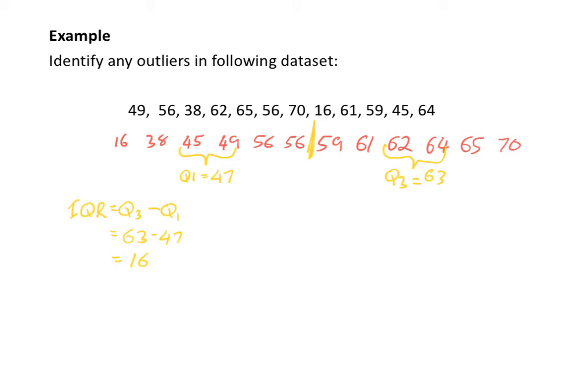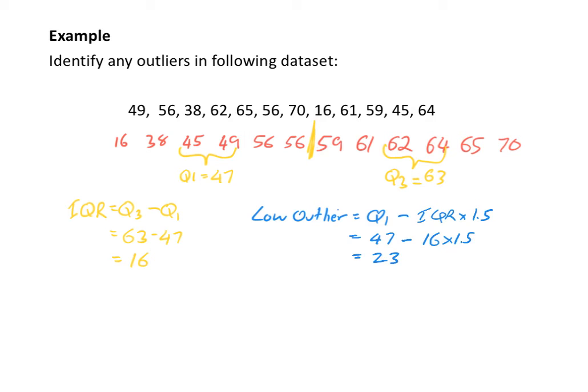So now that I have these values, I can go ahead and work out what my tests for my outliers are going to be. So my low outlier test is going to be quartile 1 minus the interquartile range times 1.5. So that is going to be 47 minus 16 times 1.5, which is equal to 23.